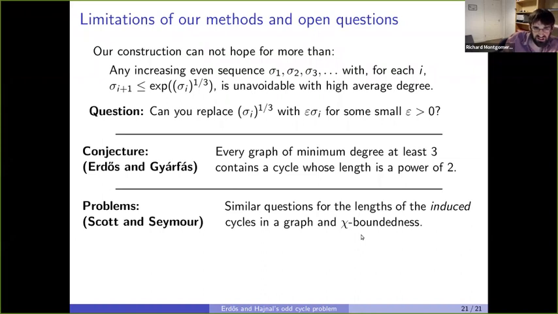So how quickly increasing sequence could we hope to prove is unavoidable with high average degree? In our paper, I think we prove it with a 10th here instead of this third. The third is kind of a hard limit using our methods from the log cubed that comes from the expansion, as I say. But on the other hand, if you're picking random graphs that have diameter about log n, multiplied by some constant, then you might think actually we should be able to replace that third sigma i to the third with some epsilon times sigma i for some small epsilon strictly bigger than 0.